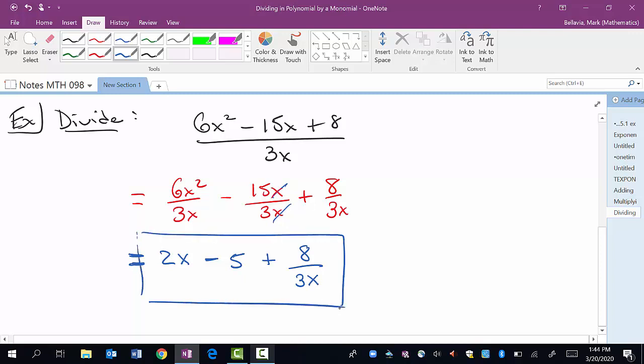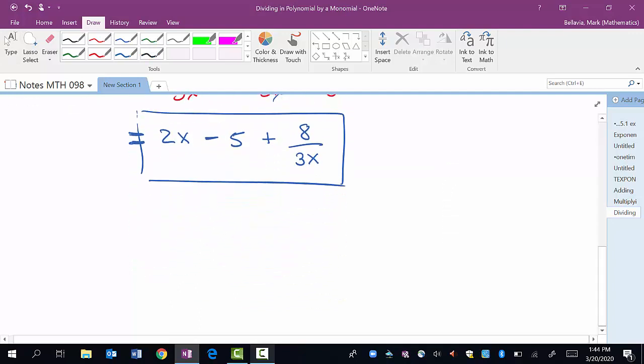So essentially what we do is we divide term by term, and that's it. At the end of this, you should have individual terms. You don't want to put this whole thing over 3x, right? That was the whole point of dividing this, so we would get individual terms. We'll do a couple more.